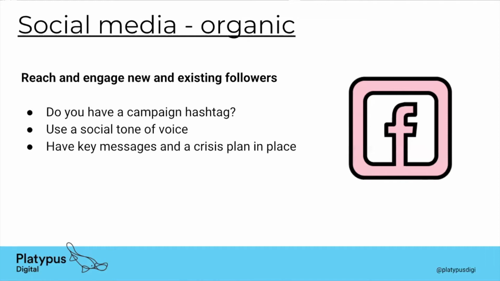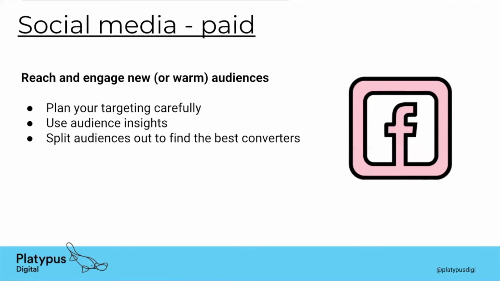Use a social tone of voice. Try not to be too formal on social media, because the vibe there is much more informal than otherwise it could be. Have your key messages and a crisis plan in place. So if it all kicks off, and if you have a PR team, this is where they can help. But if not, just think about, what could go wrong here? What are the risks? And address those beforehand in your campaign planning stages. Remember what you're trying to say with key messages, and make sure you create content that actually says it.